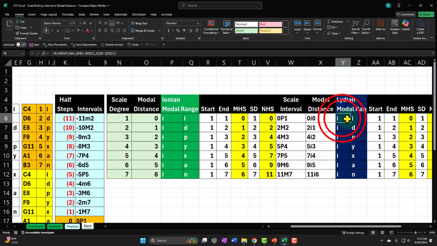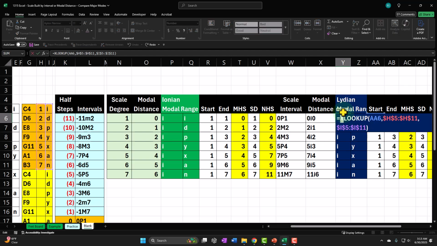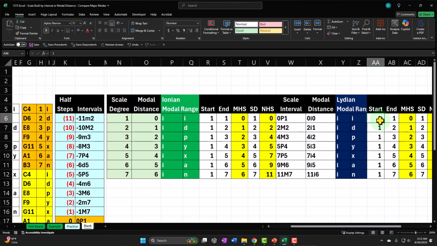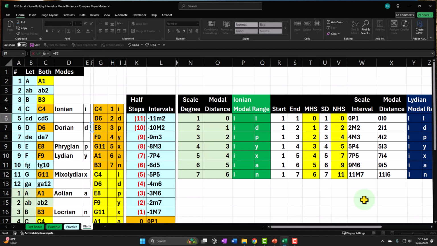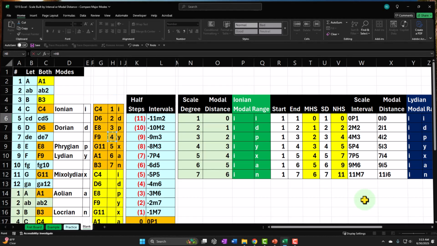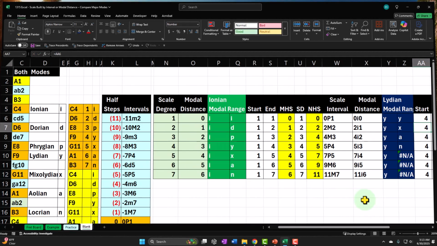I need to change it to the Lydian, but notice where this is pulling from. It's actually pulling from here. So this is the key number that I need to change. As long as I change that, everything else, all this Ionian stuff should change. So let's say this is going to be equal to the 4. So now we're going to go to the Lydian instead of the Ionian. We're going to make everything relative to the Lydian. And so there we have it.